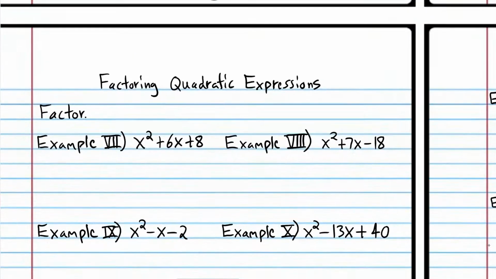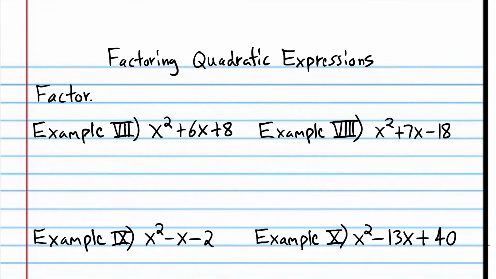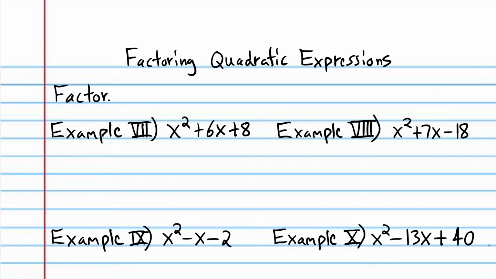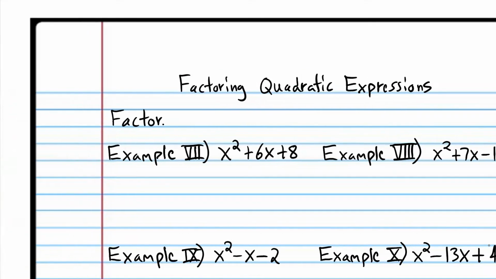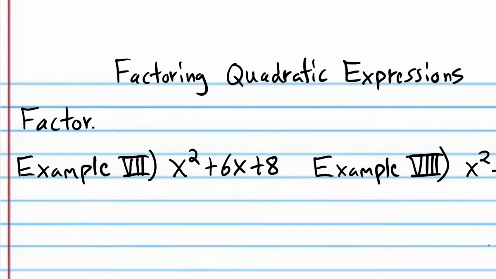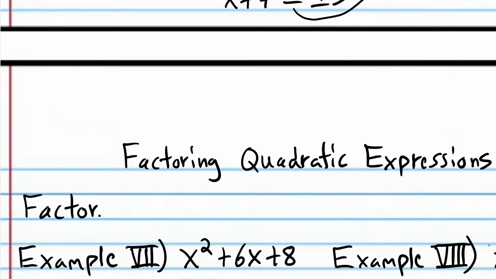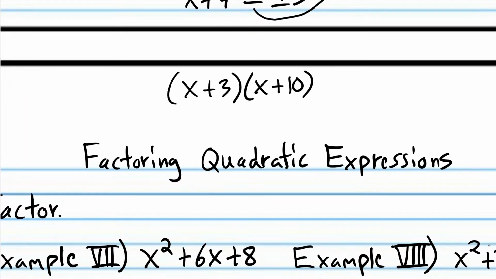So now we're going to review factoring quadratic expressions. These are quadratic expressions, and we did this in my beginning algebra course quite a bit. Now, in previous classes in this course, we foiled binomial expressions. For example, x plus 3 times x plus 10.